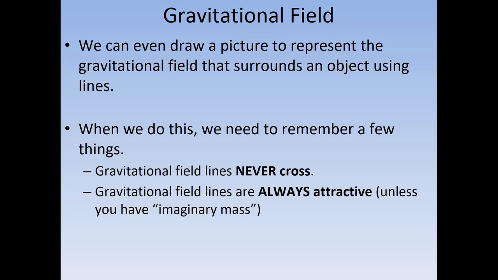Gravitational field lines are always going to be attractive, meaning that all the lines always go towards an object. So because we're always attracted to the Earth, all the lines will go towards the Earth. And then the last one is that the denser the lines, the stronger the field.